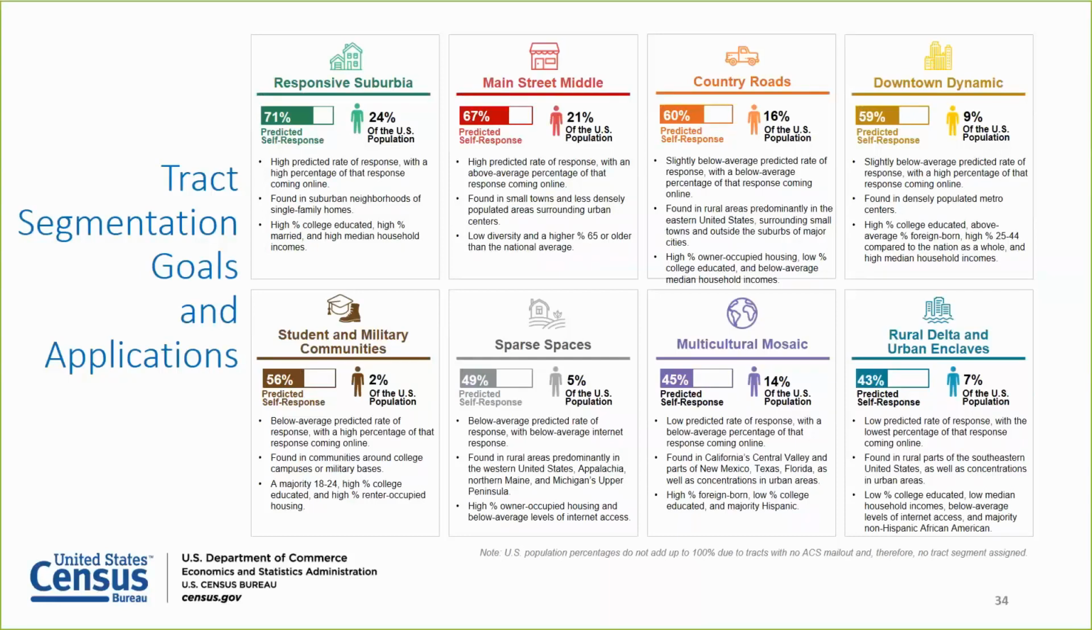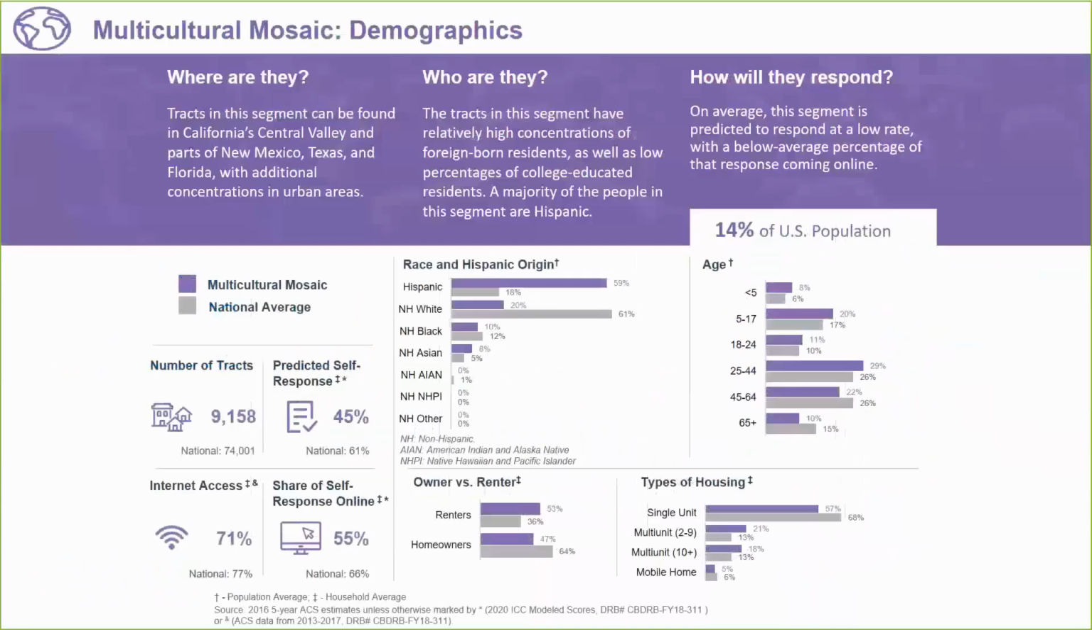So this is just an example of these different segments we've created that combine a lot of variables and data sources to explain what the majority of the population is like in each tract. Main Street Middle, country roads, downtown dynamics, student and military communities, sparse spaces, multicultural mosaic, which I'll get into, and then rural delta and urban enclaves. Knowing this information can help us figure out what kind of partnerships we need with nonprofits or churches, what's the best way to reach these groups, and also how to plan advertising as far as billboards, buses, etc.